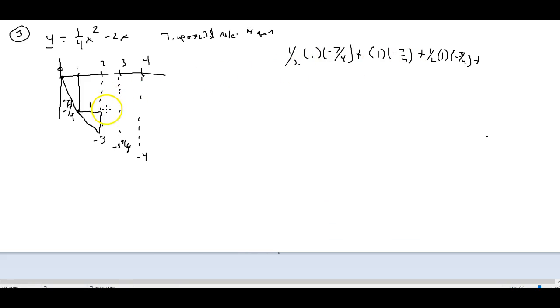Plus, and then I'm going to do the next one. I've already got that done and that done. I'm going to do this one right here, which is negative 3 times 1, plus, and this little tiny triangle on top, hardly worth mentioning, but we're doing good math, so we'll do it anyways. 1 times negative 3/4, plus, and then this rectangle across here would be 1 times negative 3 3/4.